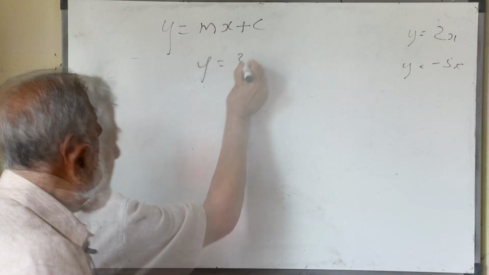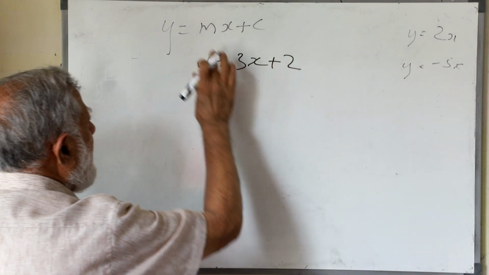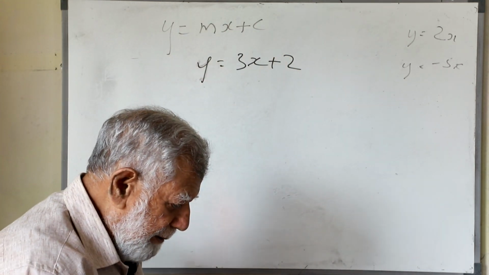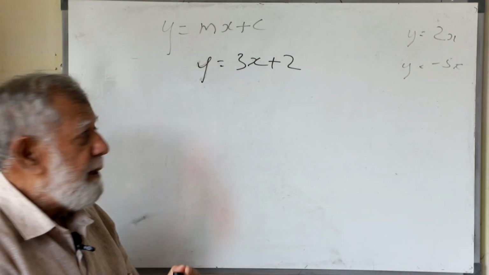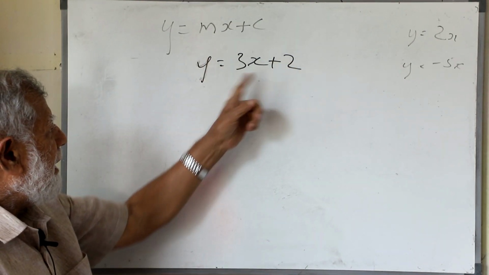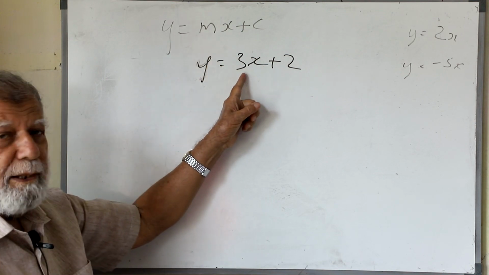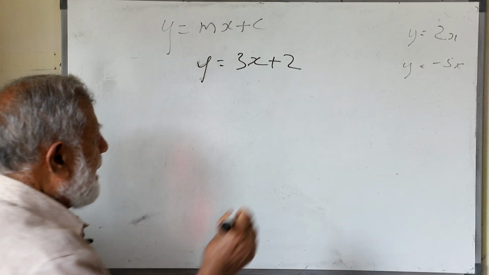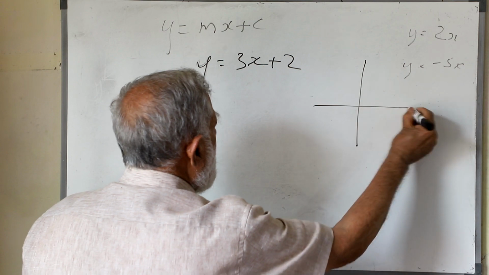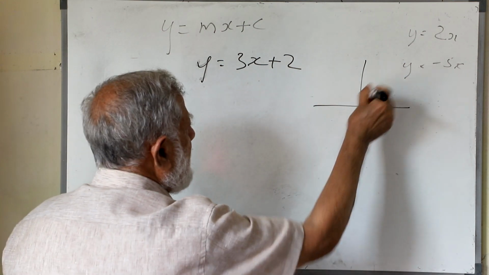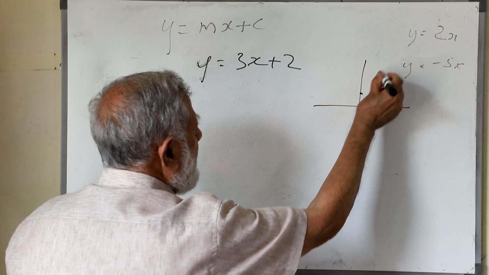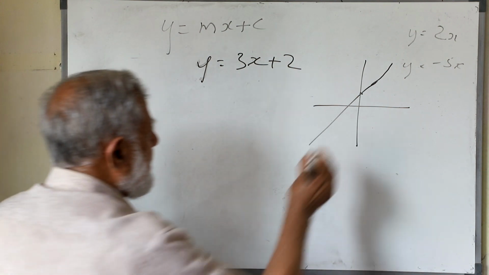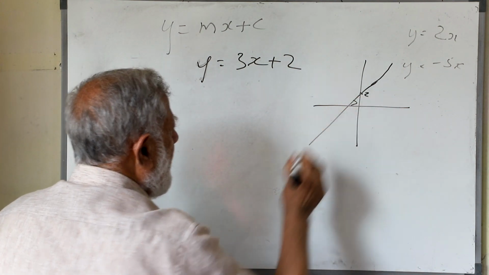So we will take an example, 3x plus 2. Here m is the gradient, and c is the intercept we studied. In this equation, we found how to find the gradient. The gradient is m, which here is 3. Then what is 2? 2 is the y-intercept. If you draw the graph, the gradient is positive, so it definitely will come like this. 2 is the place where it cuts the y-axis. So the graph will come like this, and it will make an acute angle with the x-axis.